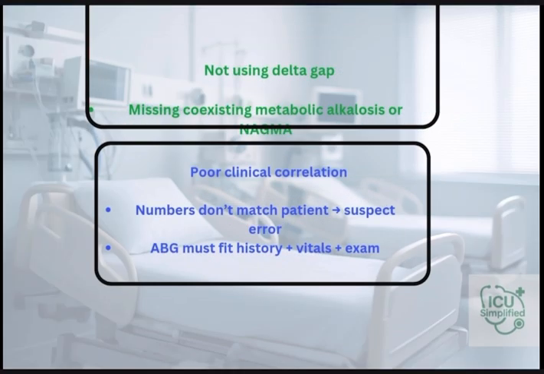Similarly, not using the delta gap means we may miss coexisting metabolic disorders, especially in cases of high anion gap metabolic acidosis. And finally, poor clinical correlation is a major pitfall. ABG values should always be interpreted in the context of the patient's vitals, history, and overall clinical picture. Avoiding these common mistakes makes ABG interpretation more accurate and clinically meaningful.